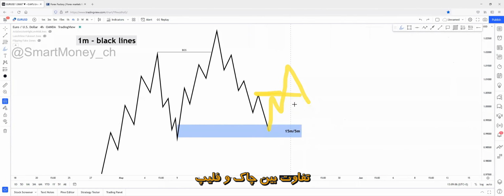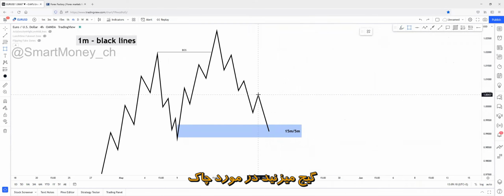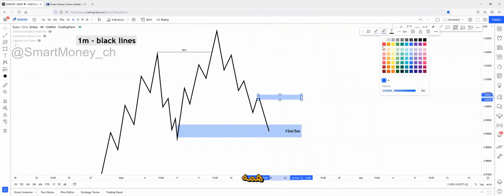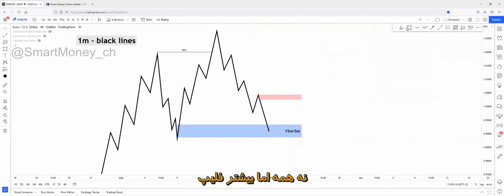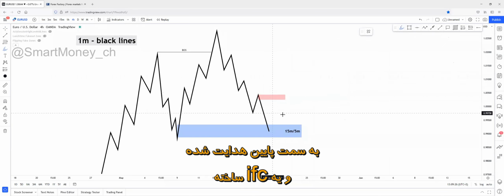But let's see the difference between a change of character and a flip zone, because I saw that lots of you are confusing change of characters with flips. Almost every flip is a change of character, but not every change of character is a flip. Just take a look at this. That's the last recent supply zone that caused the last recent impulsive push to the downside.